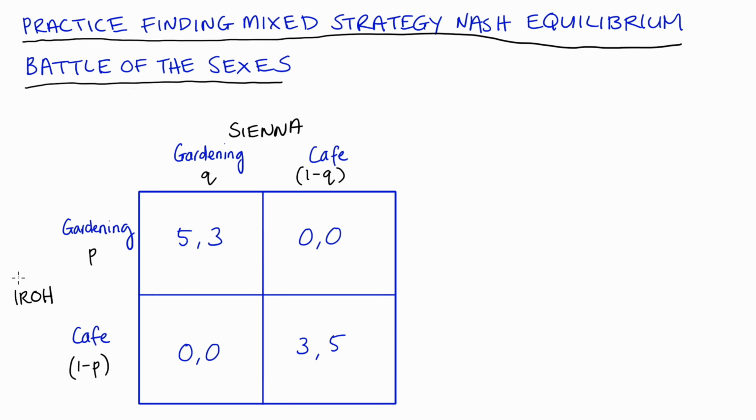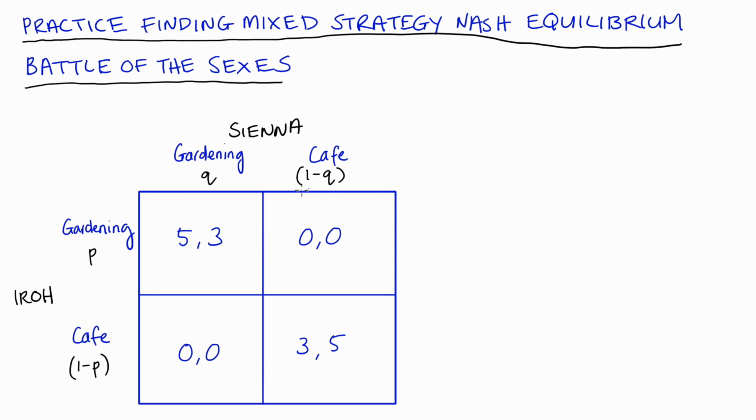In this game, we have two players, Iroh and Sienna, who can play gardening or cafe. Iroh will choose to play gardening with some probability P, and cafe with some probability 1 minus P, while Sienna will play gardening with some probability Q, and cafe with probability 1 minus Q.